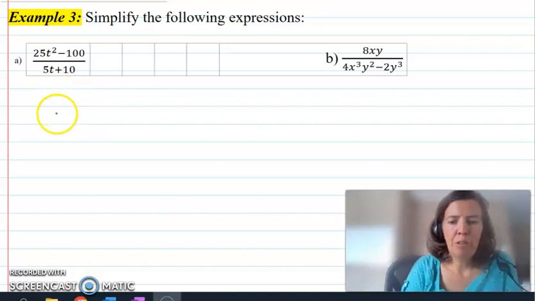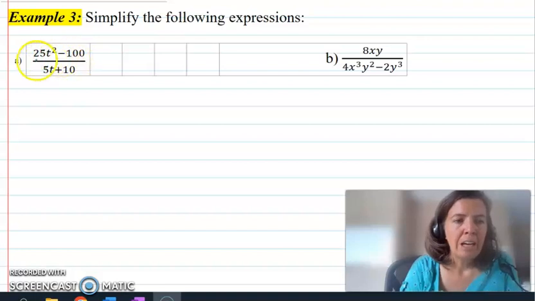Here's an example where I'm going to simplify some rational expressions where you've got a polynomial on top of a polynomial. With both examples, your first step is to pull out any common factors in the numerator and denominator. For example, if I look at this numerator for example A, I notice that there's a common factor of 25 here and here. So one thing I could do to start out part A is to factor out 25 in the numerator.